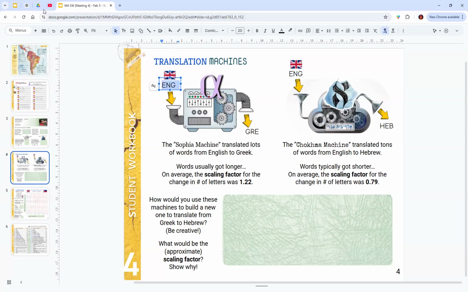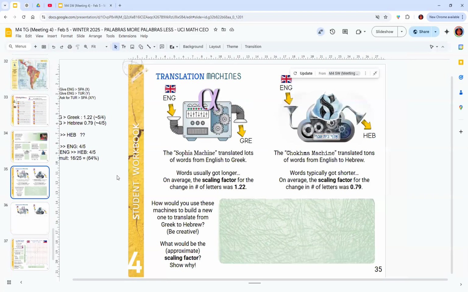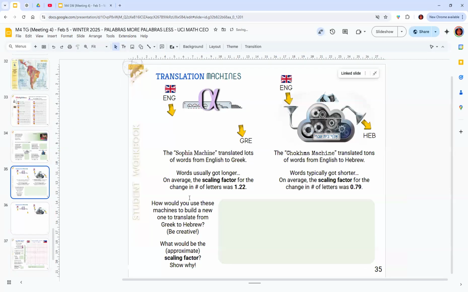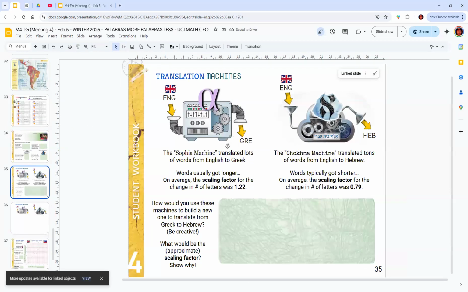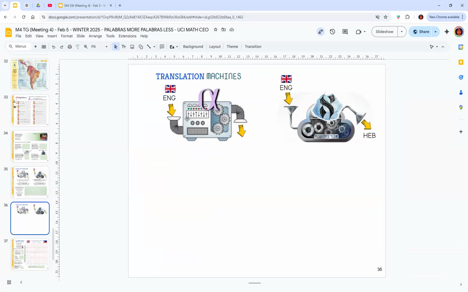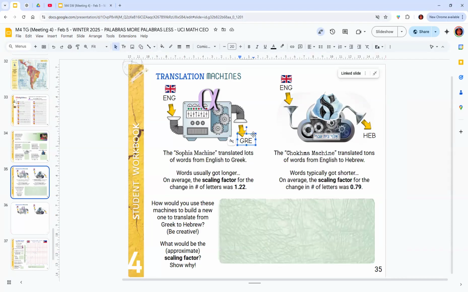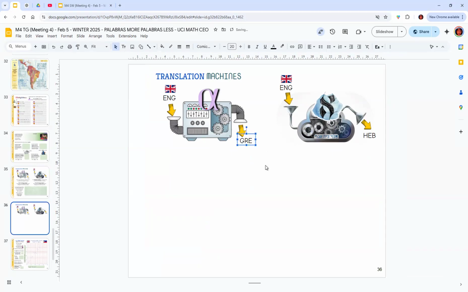Okay, so for the solution, let's go to the teaching manual. This is really a lot about being creative, the first part, and just thinking what to do. We want to go from Greek to Hebrew, so just using these two machines wouldn't work. So here's Greek. Let me copy it here so that we don't forget, because we really want to go from Greek to Hebrew. So we want to build a single machine.